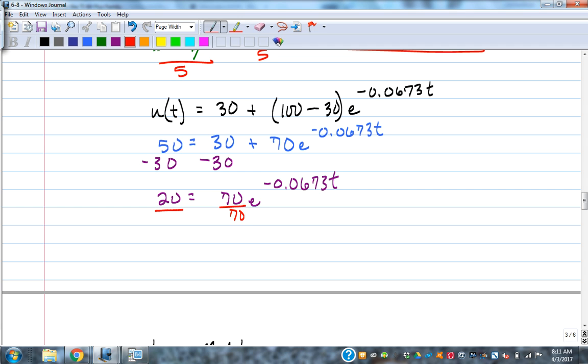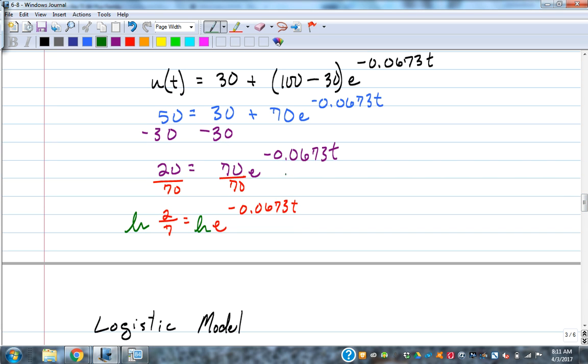Divide by 70. 2/7. What do you do to get rid of the e? Natural log again. Same game, just different numbers here. So I'm gonna come up here, give myself some room. Natural log 2/7 equals negative 0.0673 t. And then divide by that decimal there.